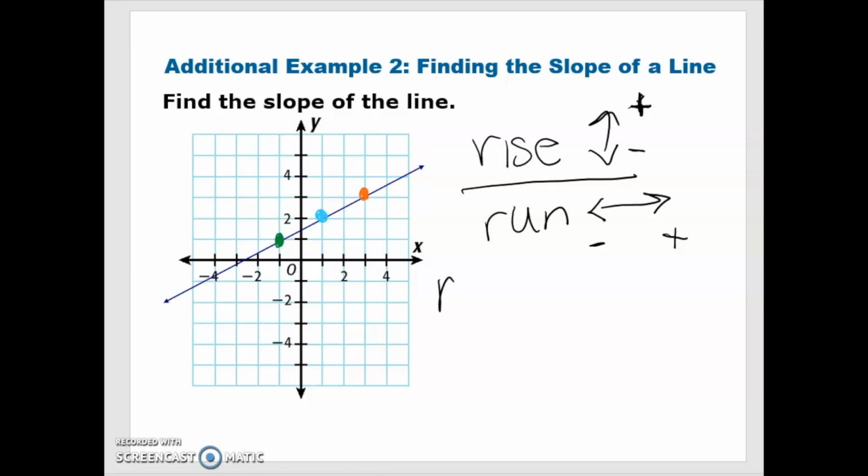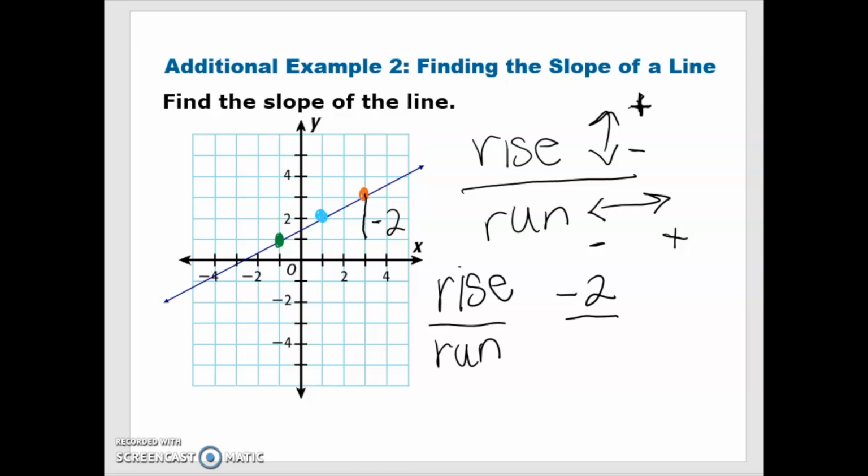So let's start. Again, it does not matter where we start. Let's go ahead and start at the orange dot and move to the green dot. So from this orange dot to get to green, I would have to rise, go up or down. In this case, I'd be going down 1, 2 spaces. So because I'm moving down, that would be a -2. So my rise would be a -2.